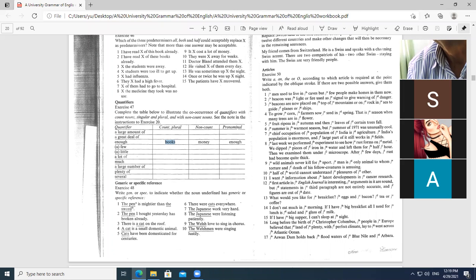If I have a big supper, I cannot sleep at the night. Or at night. If I have a big supper, I can't sleep at night. Zero article. Yes.